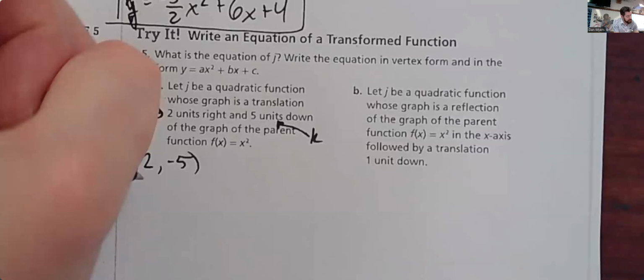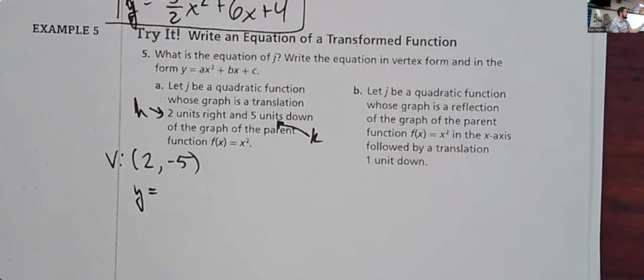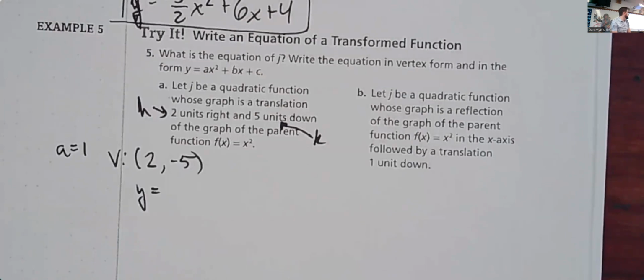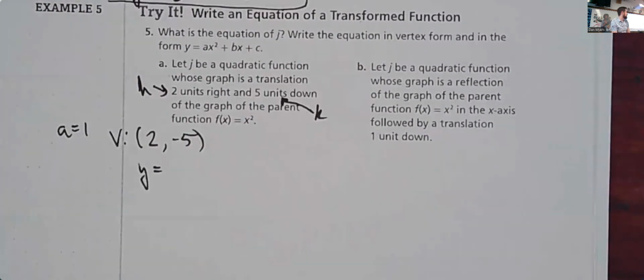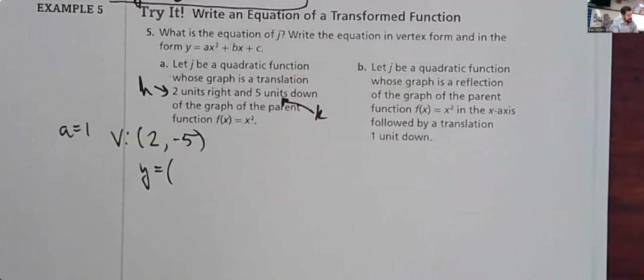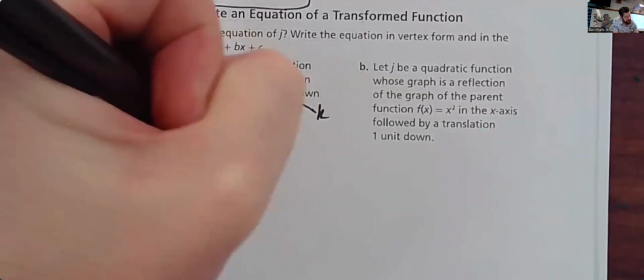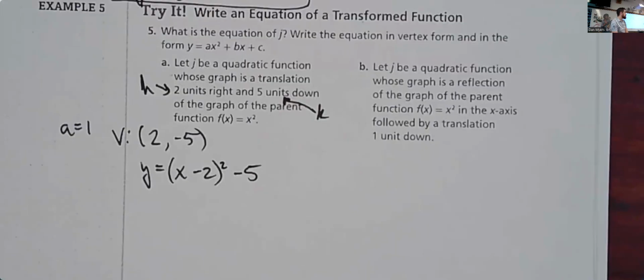So we can say y equals, nothing in here at all talks about A. So that means A is 1. So we just write A equals 1, which means there's no number on the outside of the parentheses. So we're just going to do parentheses, and we're going to say x minus 2 squared, and then minus 5. That's the function in vertex form.